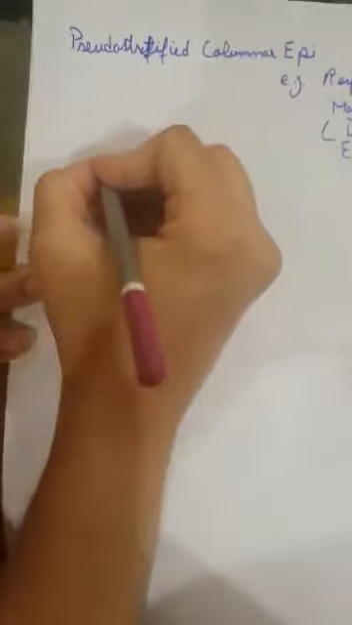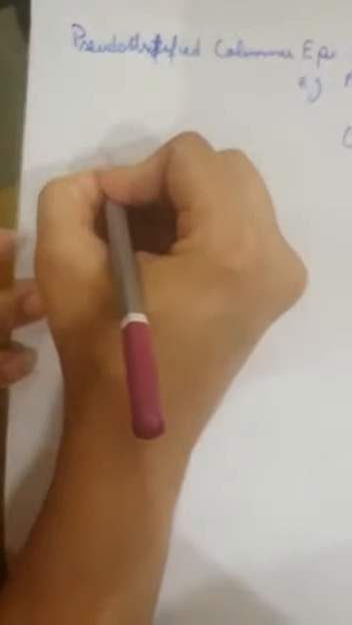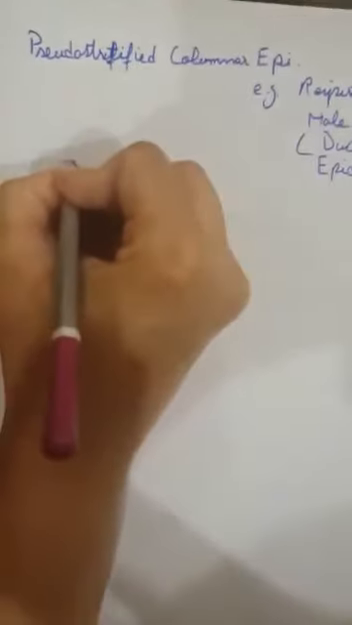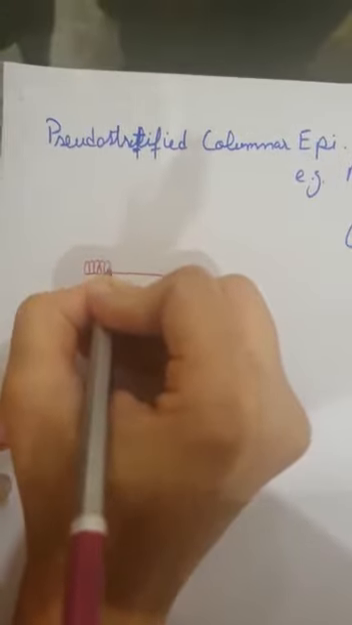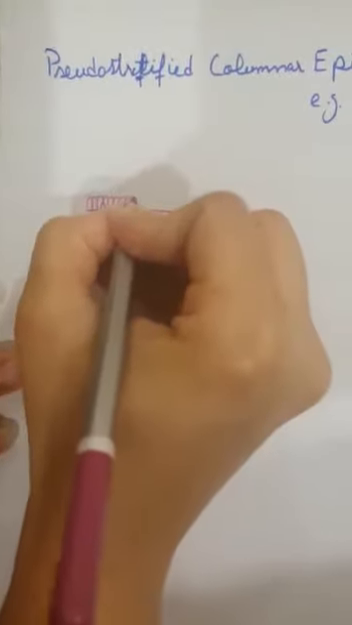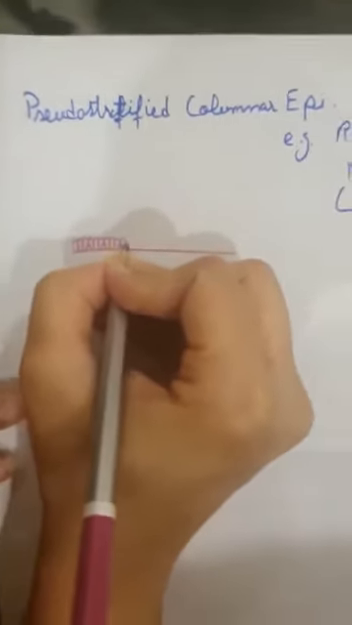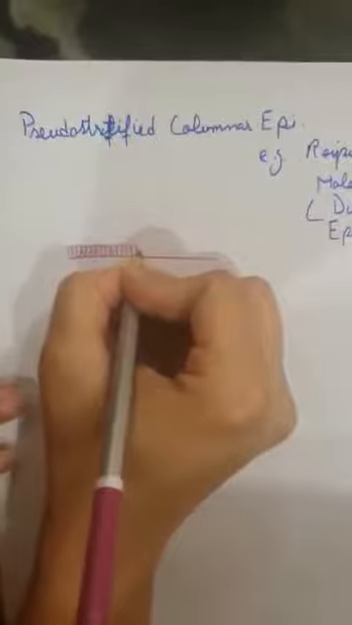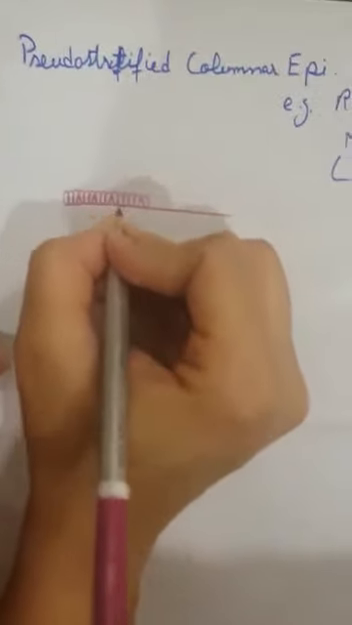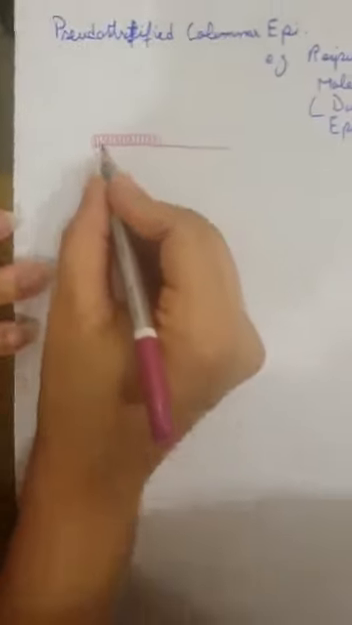Now I am drawing the pseudo-stratified columnar epithelium. Here it will be the columnar cells, and it will also contain some basal cells. These are the basal cells, and then again the columnar cells, then basal cells. There are two types of cells in it: the columnar cells and the basal cells. The basal cells lie among the columnar cells. These small ones are the basal cells with a broad base and a conical apex.